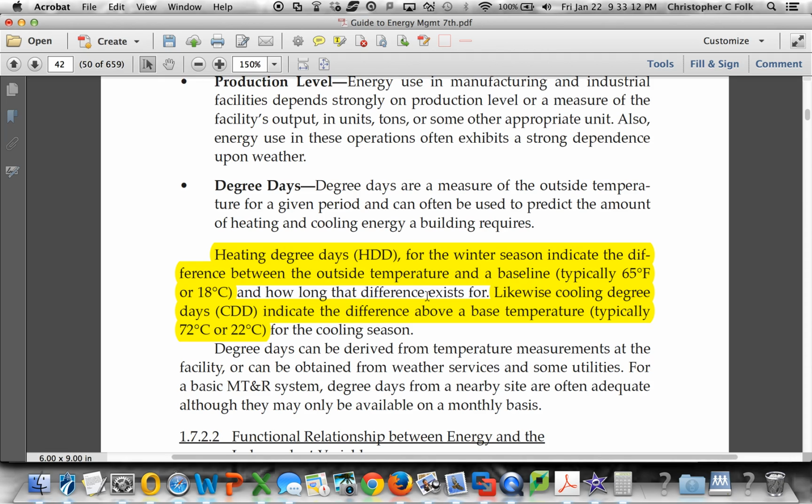So heating degree days for the winter season include the difference between the outside temperature and a baseline. The baseline is typically 65 degrees Fahrenheit or 18 C. And likewise, we'll also have cooling degree days. And the baseline for this is typically 72F, there's a typo right here, or 22C. So we'll learn more about that here in a bit.